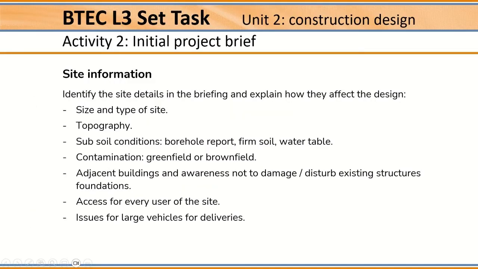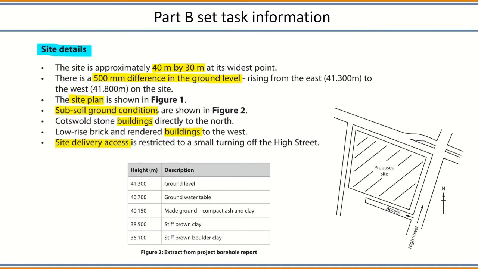Site information. You need to identify the site details in the briefing and explain how they affect the design. Size and type of site, topography, subsoil conditions, contamination, adjacent buildings, access for every user, and issues with large vehicles for deliveries. Again, you maybe have already mentioned all this in activity 1, but you have to expand a little more. The subsoil ground conditions are shown in the borehole report.